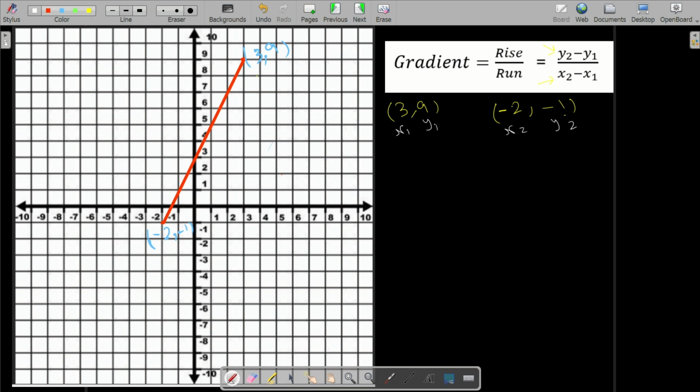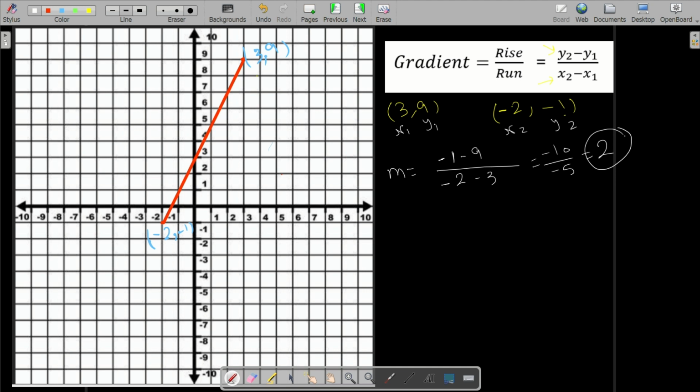So here the gradient, which is m, as I told you before, equals y2 minus y1, which is -1 minus 9, over x2 minus x1, which is -2 minus 3. When you do that here, it will be -10 over -5. So here simply the gradient is 2. This is the first way, which you can find using coordinates.